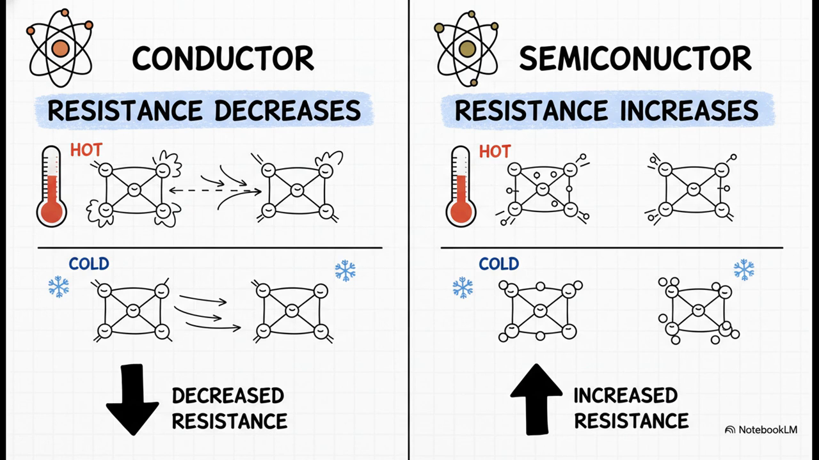For a conductor like copper, getting colder is great. The atoms vibrate less, making it a clearer highway for electrons, so resistance goes down. But for a semiconductor like germanium, heat is what gives the electrons the energy to move in the first place. So if you cool it down, you're basically freezing the charge carriers in place, and the resistance goes way up. It's a key difference you have to know.